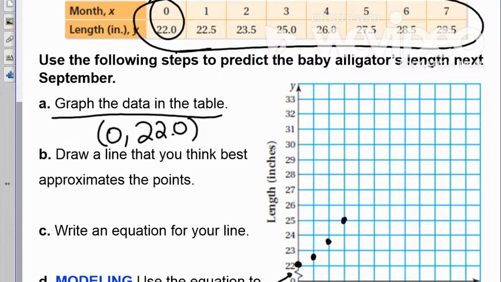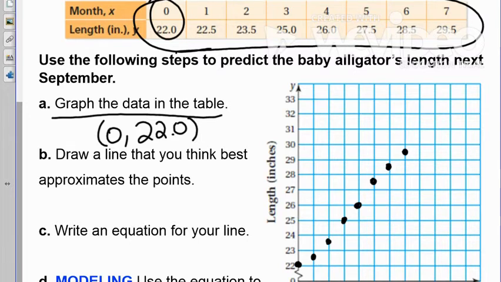Okay, so here is (2, 23.5). We've got (3, 25). And we got (4, 26), (5, 27.5), (6, 28.5), and (7, 29.5). All right, so now we should have all of our points on the graph here. Just get rid of that arrow, and then we will look at part B.